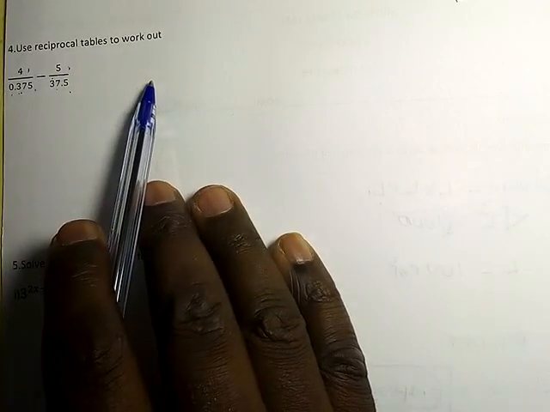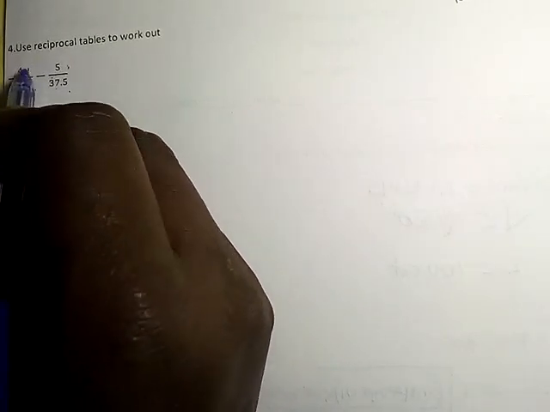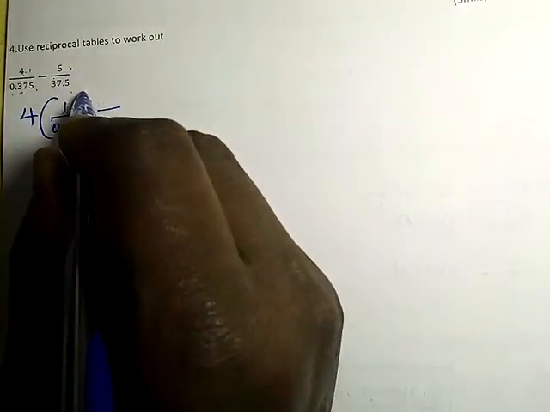Now we have 4 over 0.375 minus 5 over 37.5. So how do we go about this? This one is 4. But remember, reciprocal of a number is supposed to be 1 over the number. Therefore, we take this 4 out. So we put 4 into 1 over this number, 0.375. Minus, we can put a bracket, minus 5 into 1 over 37.5. So everything here is the same as this.